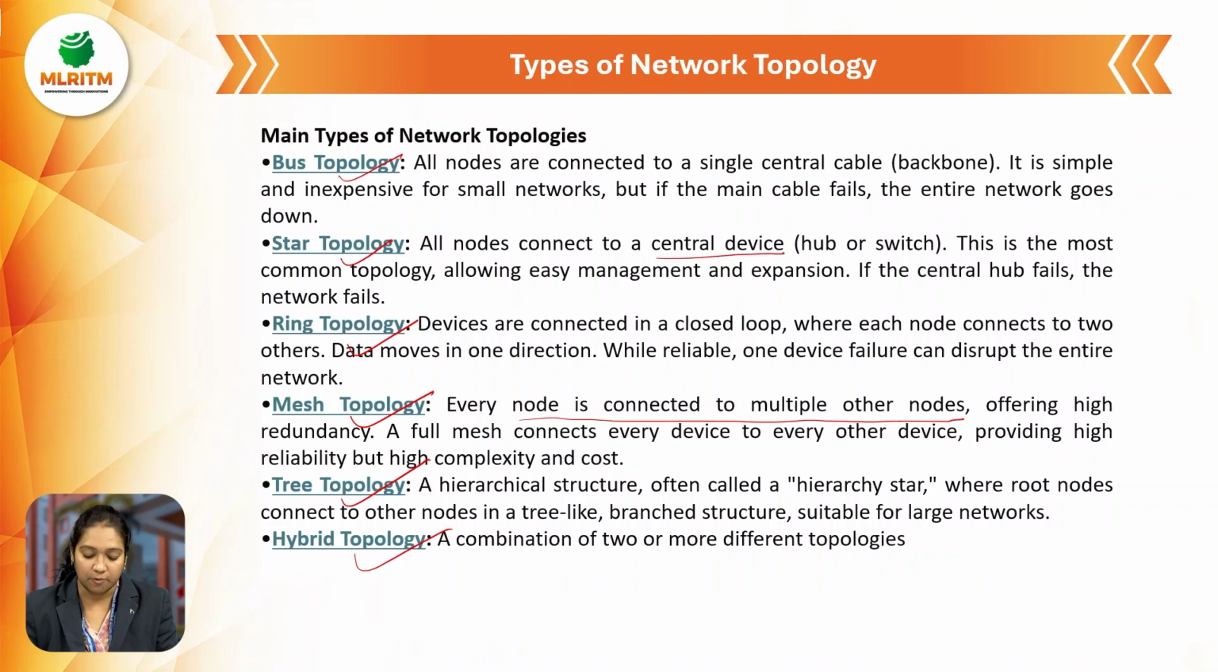Next one, tree topology. A hierarchical structure, often called a hierarchical star, where root nodes connect to other nodes in a tree-like branching structure suitable for large networks. Next, the final one, hybrid topology. A combination of two or more different topologies is called hybrid topology. These are the types of network topologies.